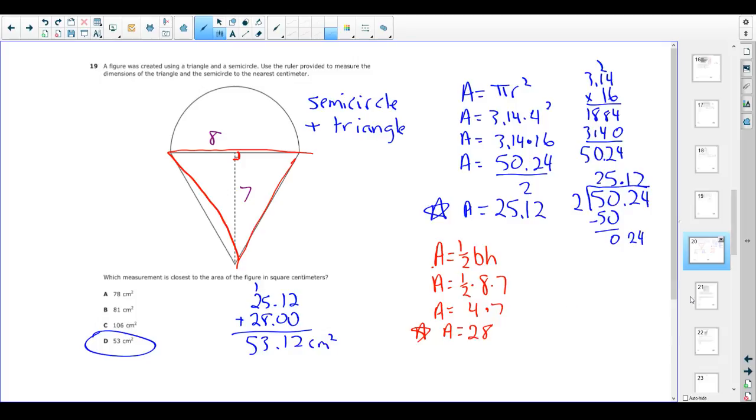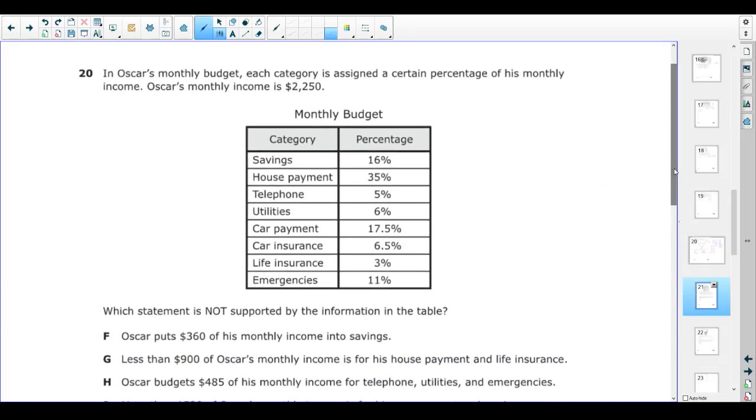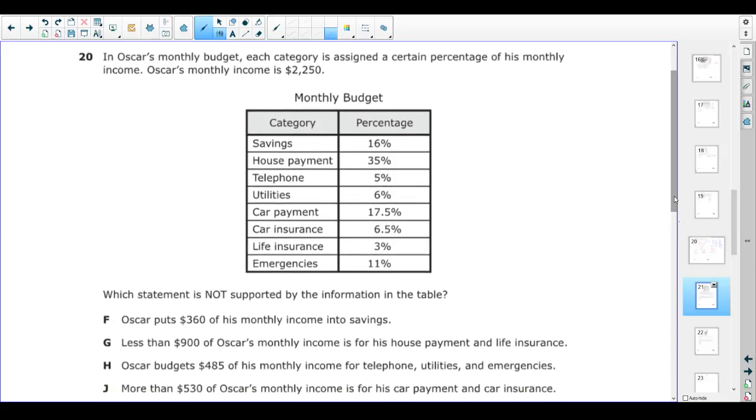Okay, that's all. Alright, number 20. This one's a little bit of a pain. That's okay. We can still do it. So in Oscar's monthly budget, each category is assigned a certain percentage of his monthly income. His monthly income is $2,250.